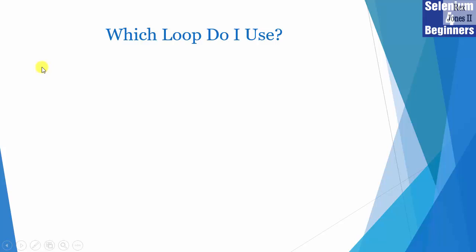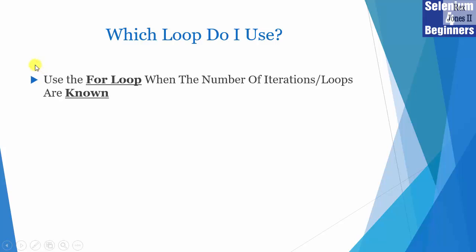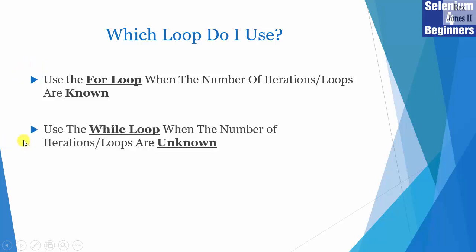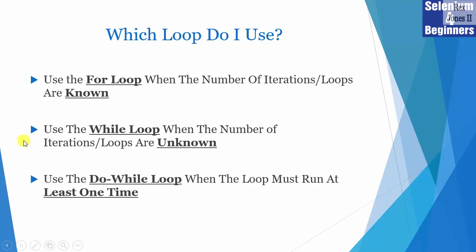Java is flexible when it comes to loops. How do you know which loop to use for a certain task? I recommend using the for loop when you know how many times the loop should run. The while loop should be used when you do not know how many times the loop should run. The do while loop is used when the loop must run at least one time.